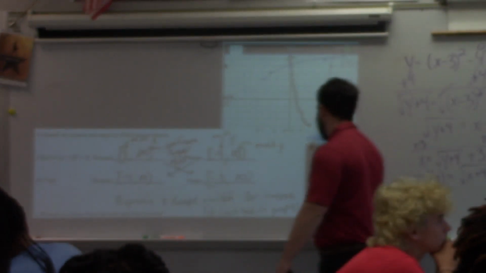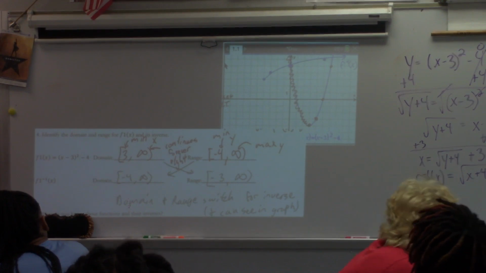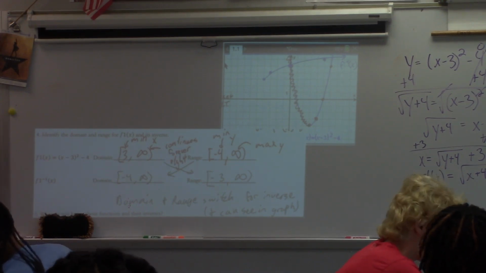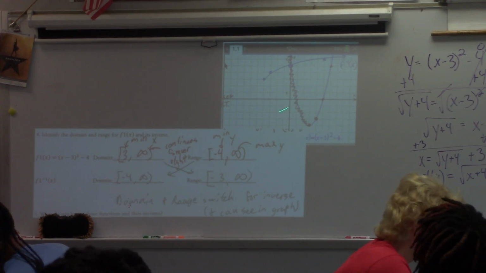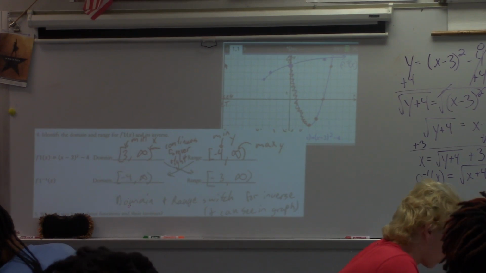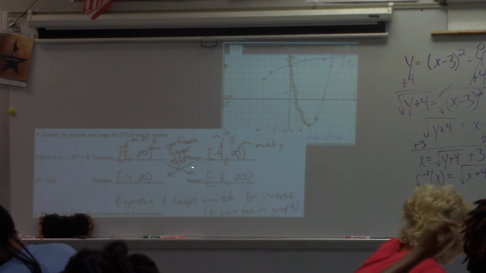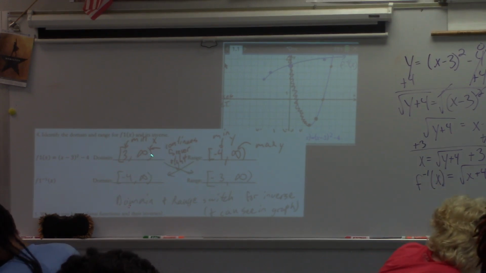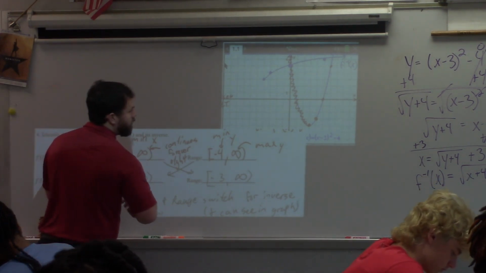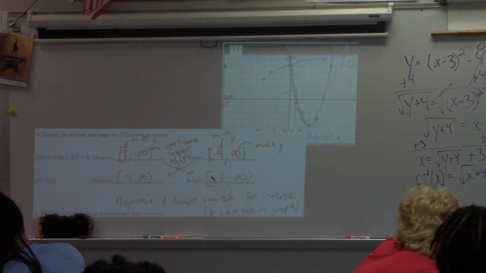Notice domain and range, how I identified and explained how I got them. I will say if your domain and range match your graph, I will account for that in your scoring. But one of the major things that we should have noticed, what happens to our domain and range? They switch. That's one of those foundational things. That should be a positive 3, not a negative 3. Sorry. So the domain and range should switch.